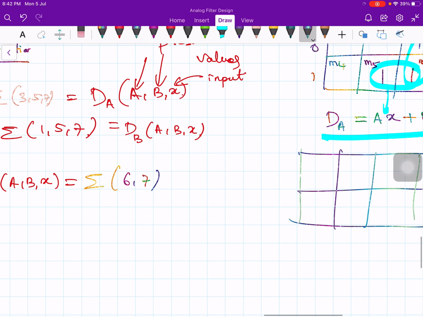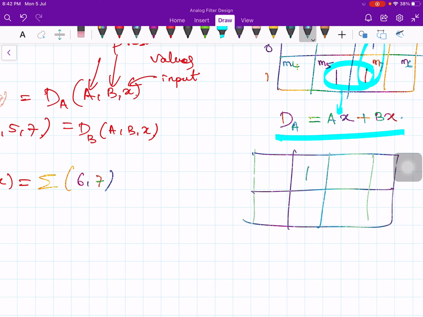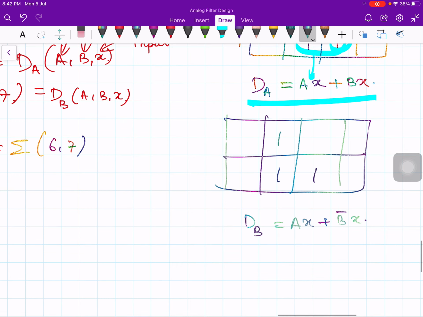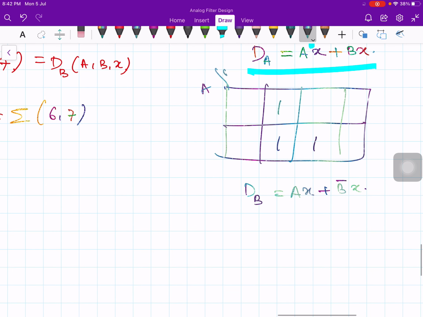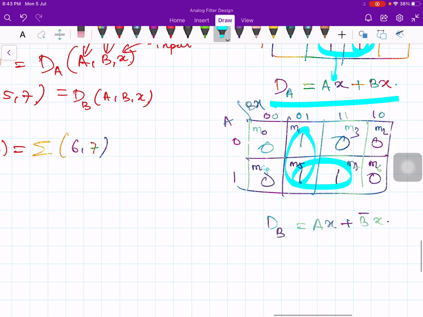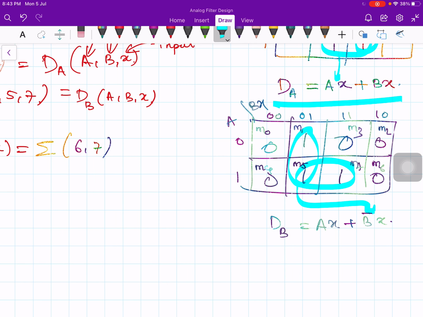So DB is 1, 5, 7. This is 1, and then this is 5 and this is 7. Okay, so your DB is going to be AX plus B bar X. See, this is ABX, minterm 0, minterm 1, M2, M3, M4, M5, M6, M7. The rest of the terms are zeros, okay? So you can combine these two and these two. The vertical will give you B bar X, and this horizontal will give you AX.